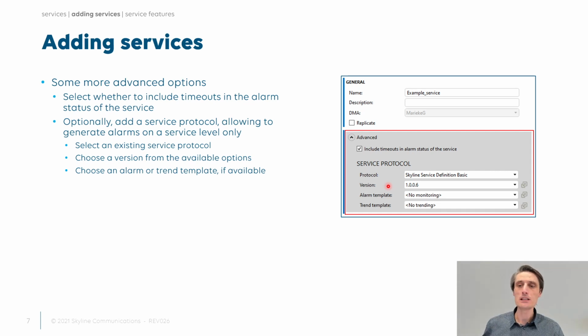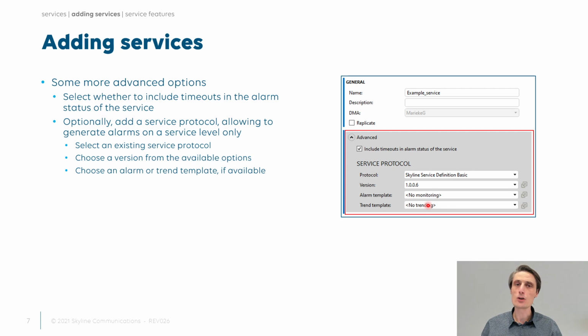And optionally, you can also attach a service protocol to your service. What it means is normally a service, a basic service as we call it, will just combine the alarms and the alarm statuses of the elements that are included at that point in time and show you a summary and keep track of whatever is happening there with the alarms and the alarm history, etc.